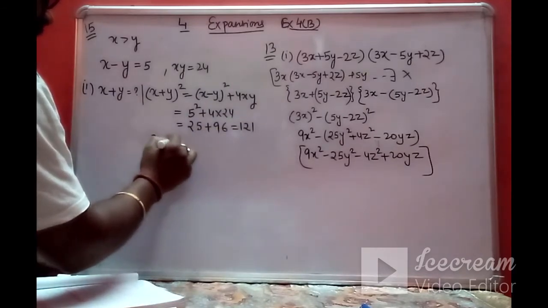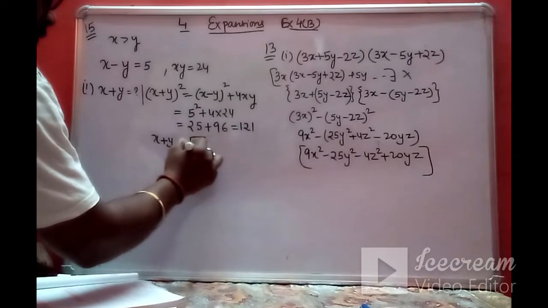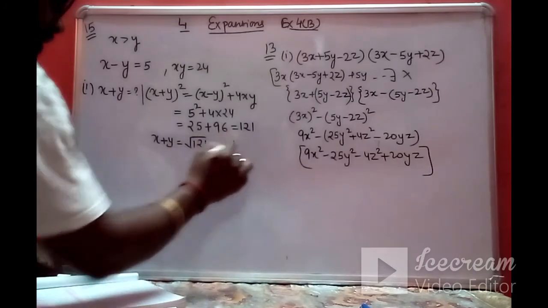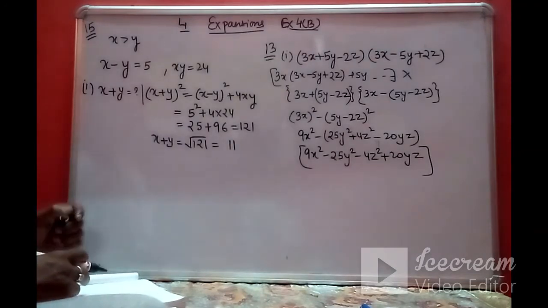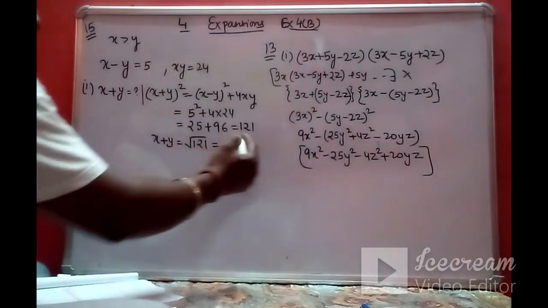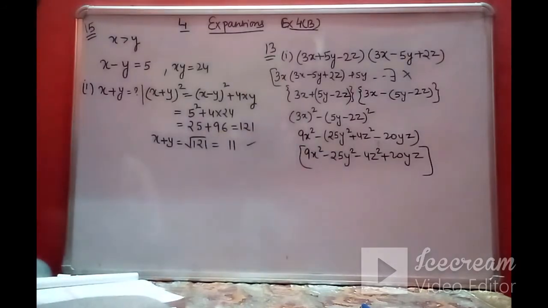So what is x plus y? Square root of 121, that is 11. And we will not take minus 11 because it is given that these are two positive numbers. So our answer is 11.